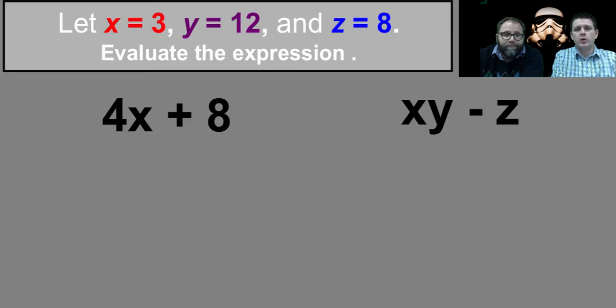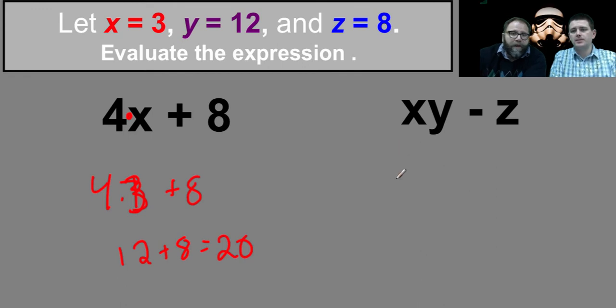All right, now we're ready for some real problems. A little bit more fun. We want to do 4x plus 8. It tells us that x is equal to 3, y is equal to 12, and z is equal to 8. So copy all this down, and like Mr. Romanovich said, you can't jump to an answer just because you do it in your head. You've got to show us how you rewrote the expression with the numbers in place, and then find your answer. So 4x, when they're right next to each other, means 4 times x. In this case, x is 3, so 4 times 3 plus 8. Order of operations says multiply first. 4 times 3 is 12, plus 8 is 20.